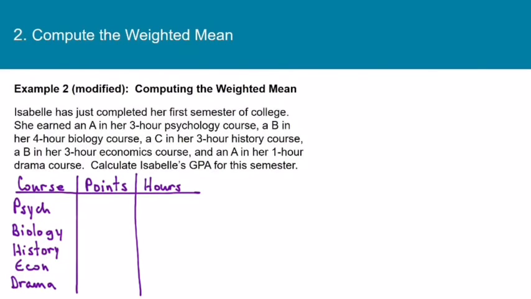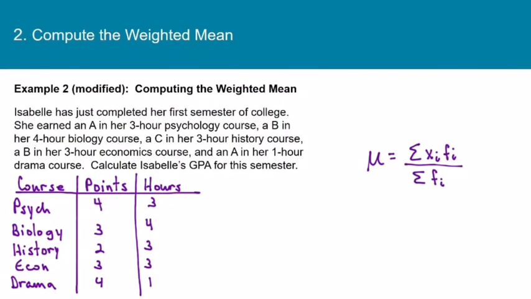So let's see here. In her psychology class, she got an A, so that'll be 4 points. In biology, she got a B, so that'll be 3 points. In history, she got a C, so that's 2 points. And in economics, she got a B, so that's 3 points. And in drama, she got an A, so that's 4 points. Now, the psychology class was 3 hours, biology was 4 hours, history was 3, econ was 3, and drama was 1. And now let's get a look at our formula here.